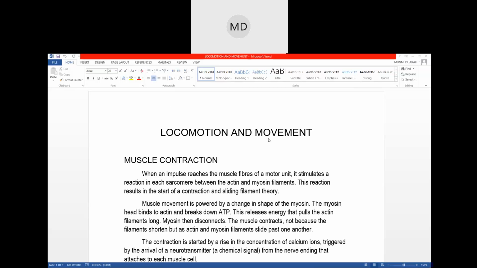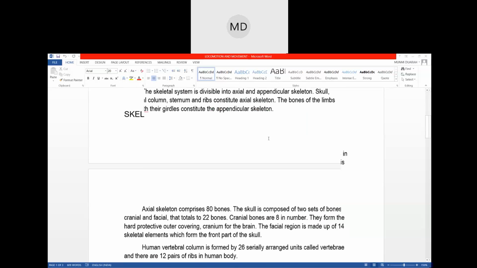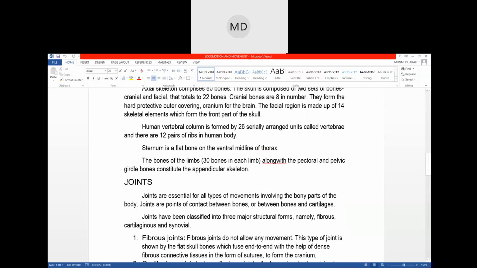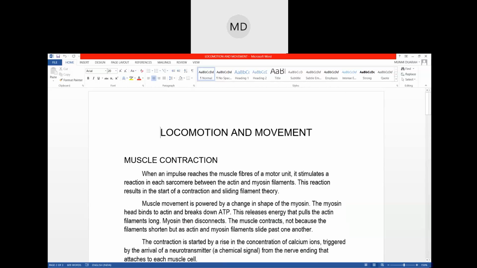One thing more, joints are needed. We will talk about joints later, in this chapter only, but joints are essential for movement. And then muscle contraction. Contraction and relaxation, all of you know, we talked about contraction while discussing many other chapters. So muscles need to contract in order to move. And that theory of muscle contraction is known as the sliding filament theory.